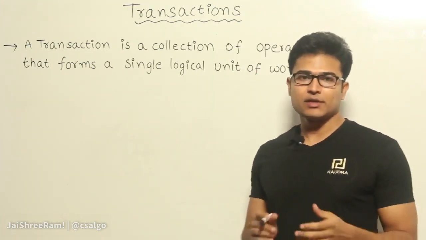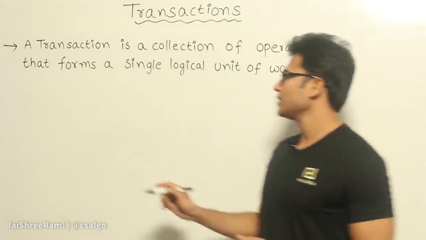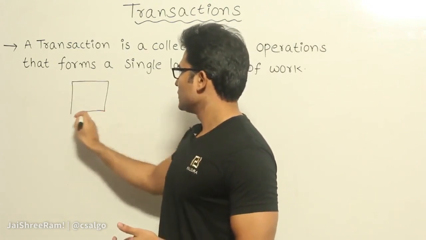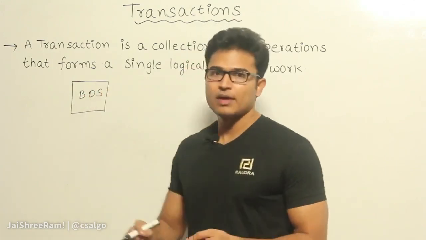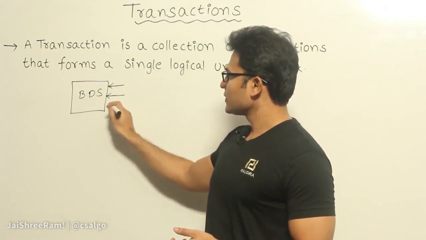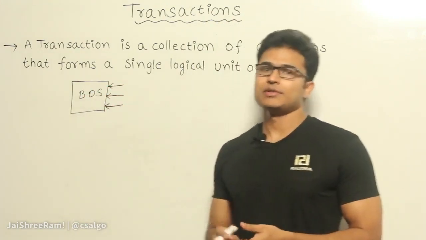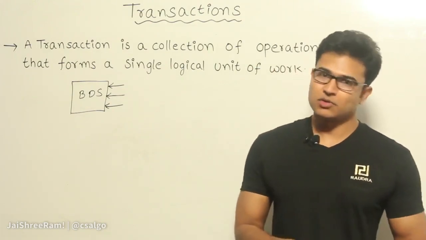Now if you are looking at the operations or the logical work that a bank database will get, generally there are various things like this. Assume that this is the bank database server, and it is going to get a lot of requests asking to perform some operation. Now if you take any operation, you can think of it as a transaction because it is a single logical unit of work.